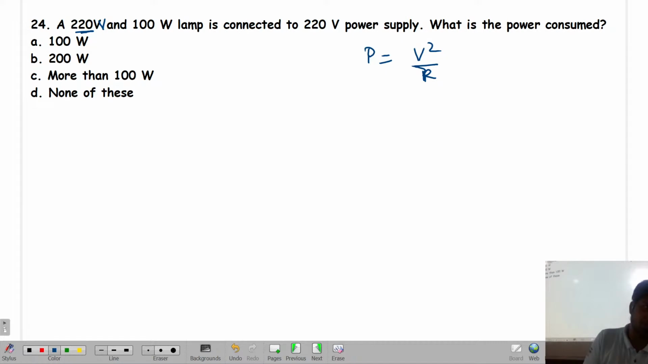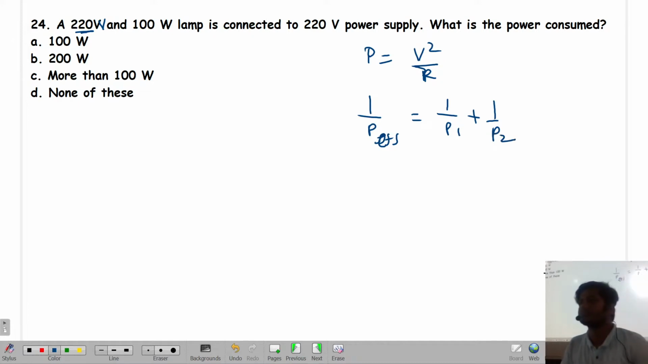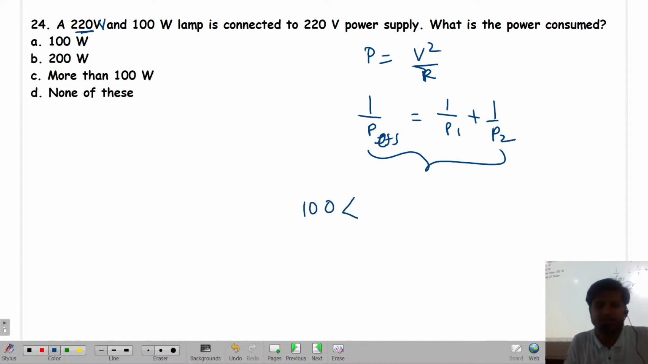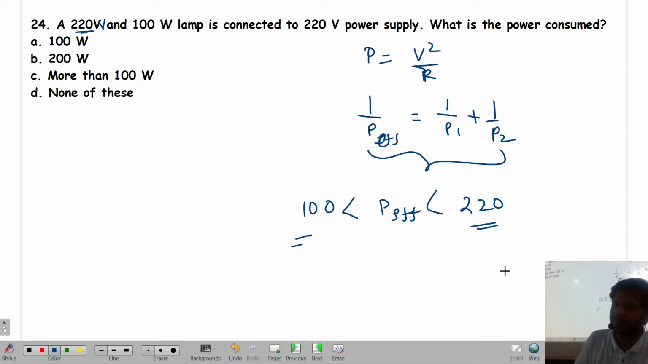For the first bulb, one resistance will be there. For the other bulb, a different resistance will be there. So effective power will also have a similar formula, 1 by P1 plus 1 by P2, as when you connect these in parallel. Understood or not? And you know that this effective P lies between the lowest, that is 100, and it should be less than 220. Whenever you take a parallel connection, the range is like this. R effective or R parallel will be more than R1, less than R2. Understood or not? Yes or no?